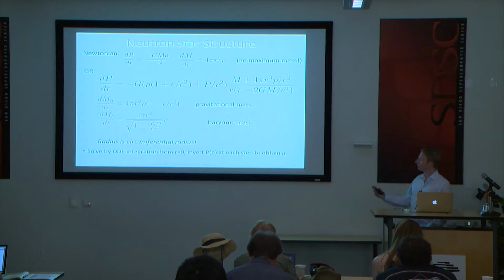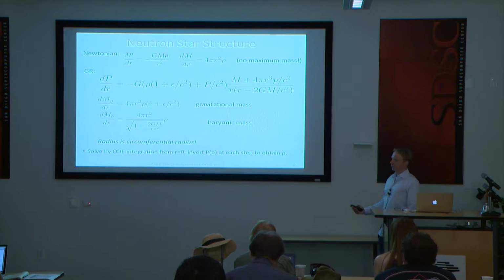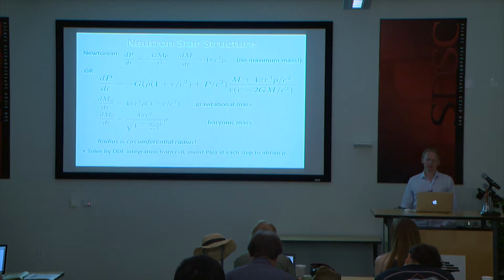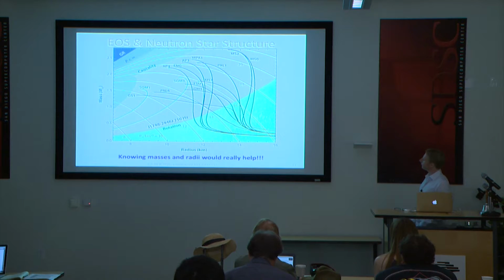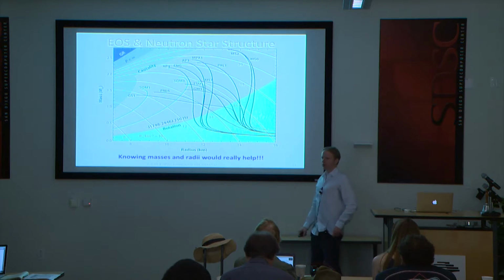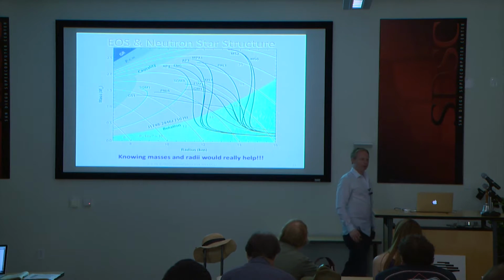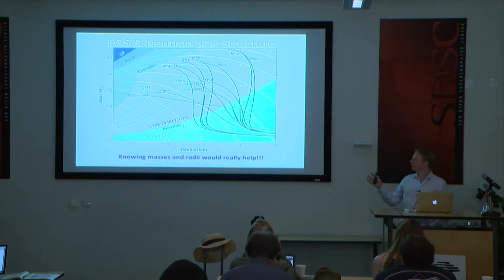You basically integrate a set of ordinary differential equations from r equals 0. At each step, we invert the pressure-density relationship to obtain the density. If you do this for a range of equations of state, you get mass-radius plots. This is a plot from Jim Lattimer. Down here is radius, and here is the mass of the neutron star. You can see these are all different equations of state models, and they're all over the place. So the only way we can really constrain this is by getting accurate observations.